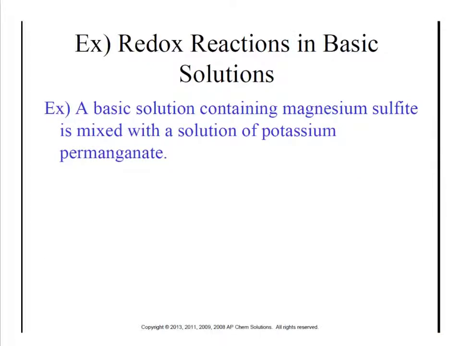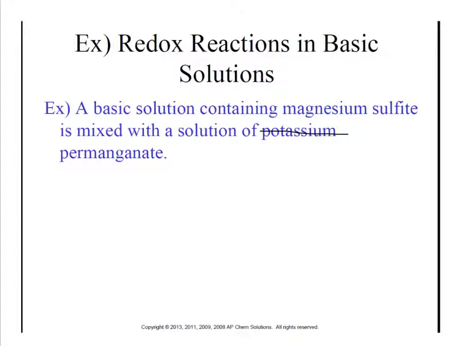Here's an example. Keyword, it says basic solution. That should be a hint. Basic solution, magnesium sulfite and potassium permanganate. All right, let's pick our players for this who are going to be our reactants. Potassium, it's always soluble. Let's cross that out. Not going to be in the reaction.